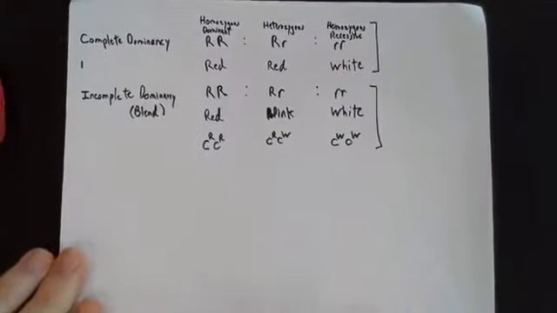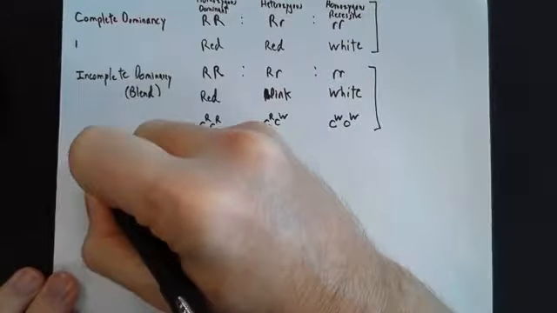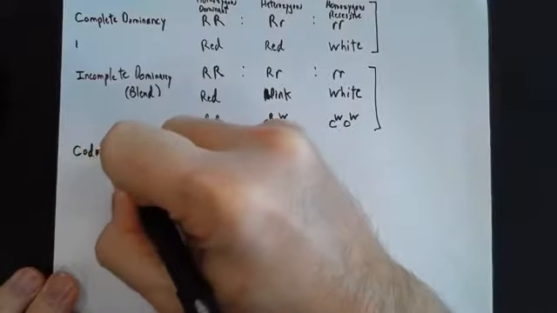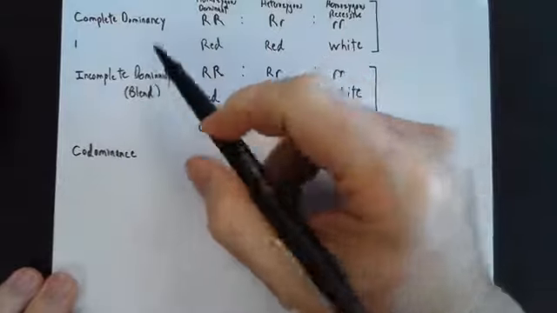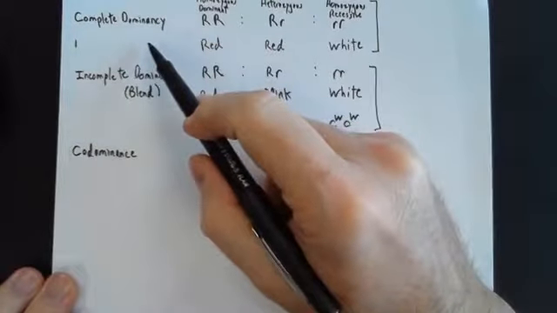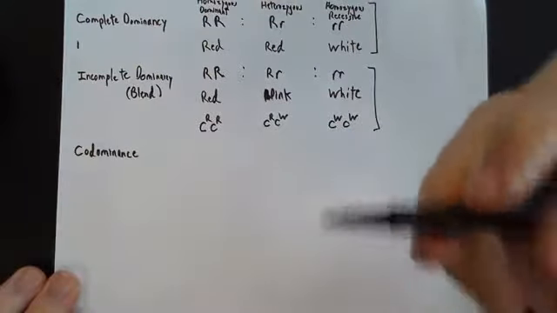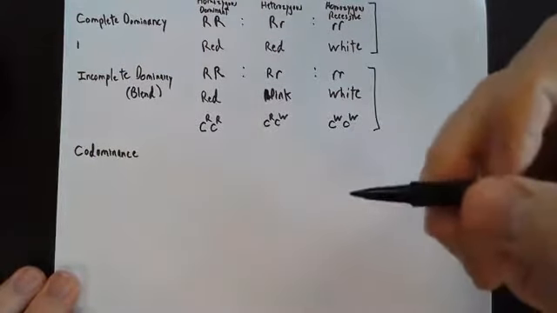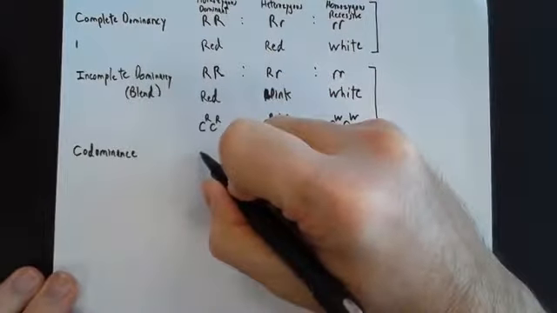Now let's do codominant. Okay, codominance. Right, now in codominance, you're not going to get a blend, and you're not going to get the one allele dominant over the other. Instead, what you get is one and the other coexisting together at the same time. And this is written technically correctly with capital letters.